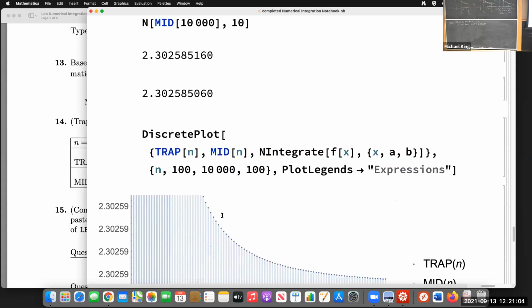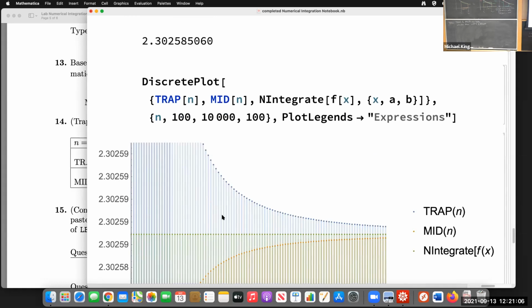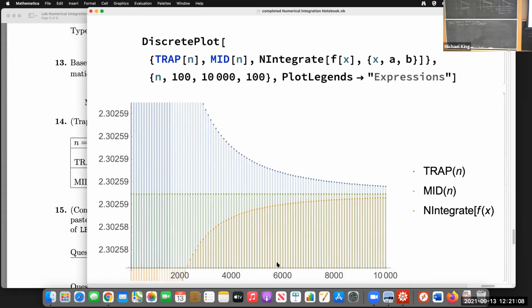If you do this plot again, where you have the number of rectangles and then the exact value in the middle, this is the midpoint estimate, that's the trapezoid estimate coming down. But here's the thing I noticed, the left-hand axis is almost all the same. It's very much more zoomed in. So these are actually much closer estimates.